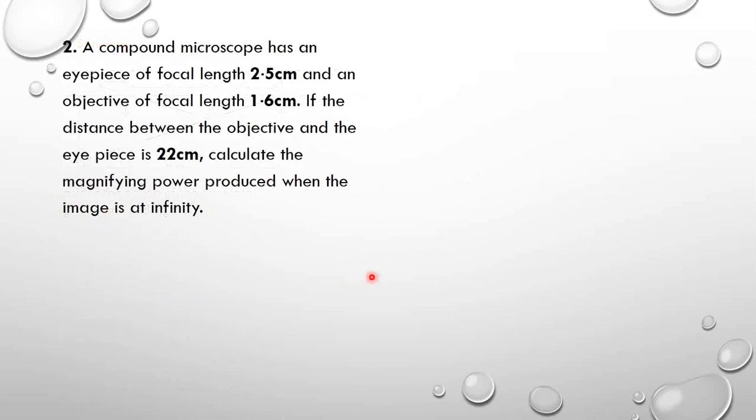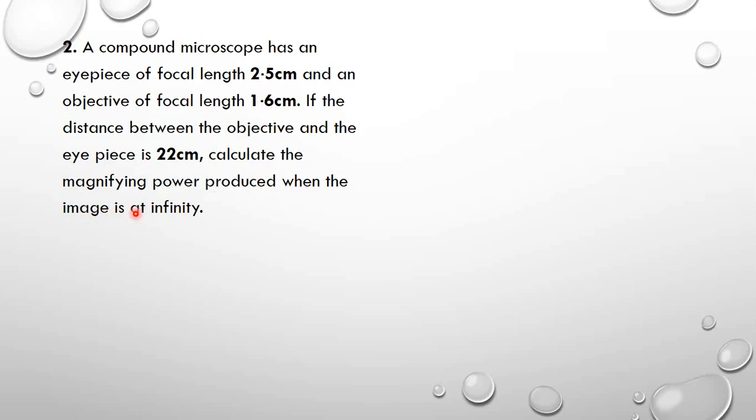Let us also look at this question. Lastly, a compound microscope has an eyepiece of focal length 2.5 centimeters and an objective of focal length 1.6 centimeters. If the distance between the objective and the eyepiece is 22 centimeters, calculate the magnifying power produced when the image is at infinity. So here we need to consider when the image is at infinity.